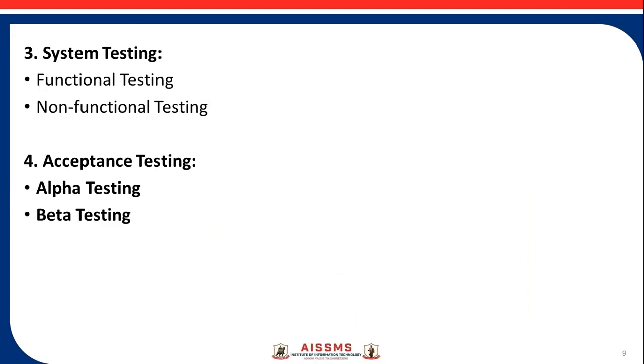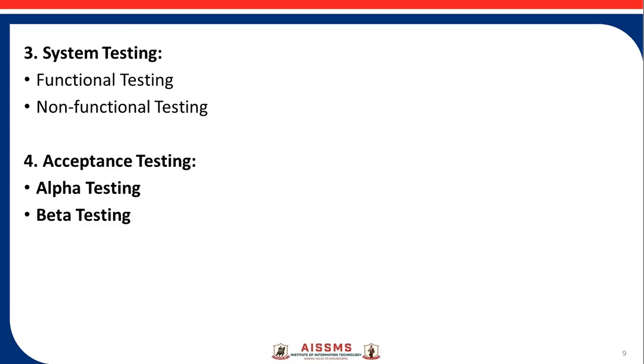System testing is the third level of software testing, which is used to test the application's functional as well as non-functional requirements. It is also called end-to-end testing. In this testing, we test the application as a whole system. System testing means to check the end-to-end flow of each and every functionality in an application. So here we check whether each and every functionality works as per the client requirement or not. There are two types, functional testing and non-functional testing.